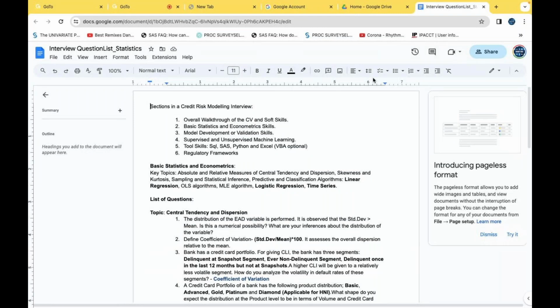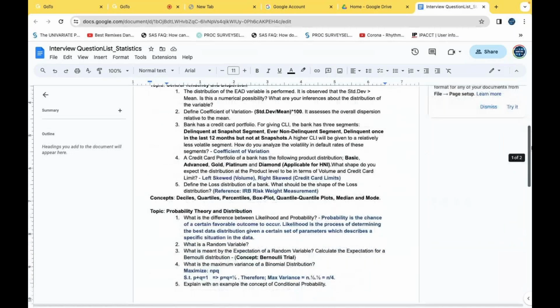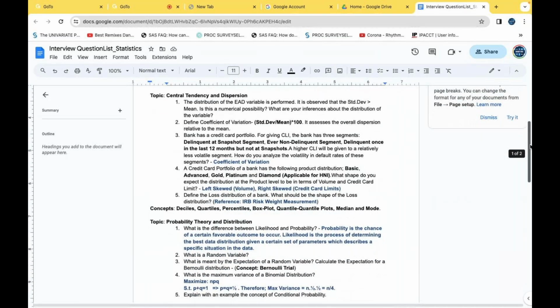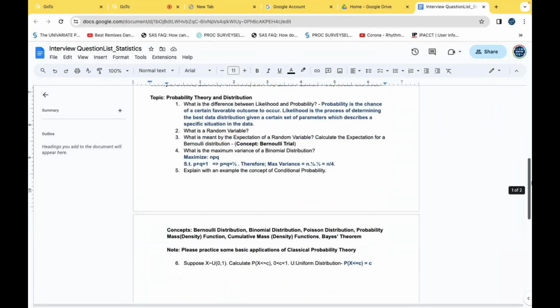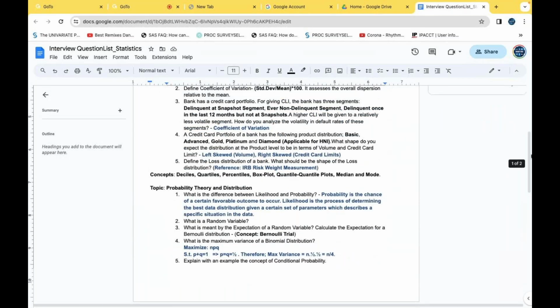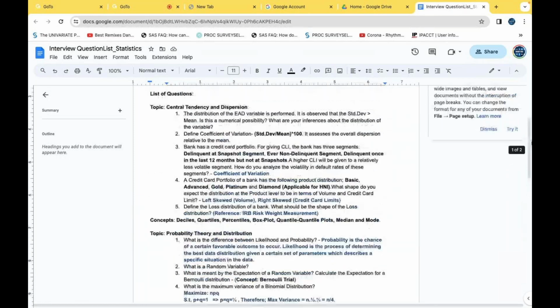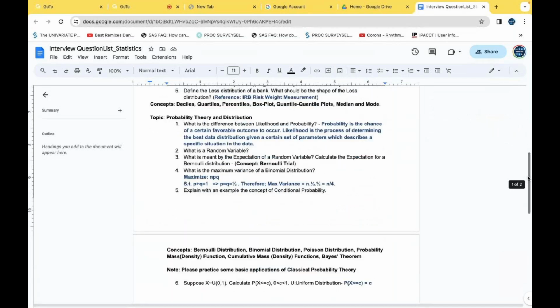Right. Now what we have started doing is listing out the key types of questions that can come across, right? In the last class, we had broadly discussed 2 topics. One was central tendency and dispersion, and the second was probability theory and distribution, and within probability theory and distribution, we had discussed some basic questions.